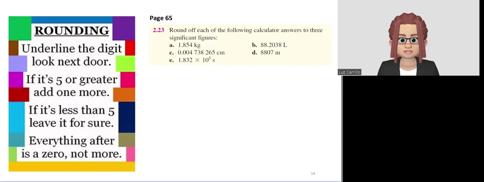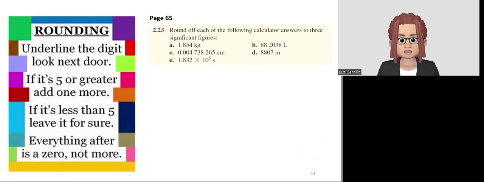Rounding, we can see the rules on the left side of the slide. You're underlining the digit, then you're going to look next door, meaning the digit that you have to the right. If it's 5 or greater, you add 1 more to the number that you underline. If it's less than 5, you do not change it, okay? At times, we may have to change everything to 0, but it depends on the case.